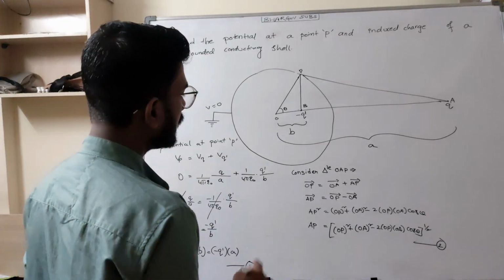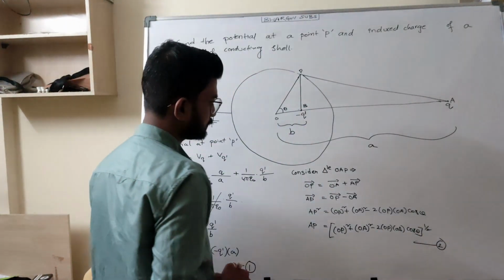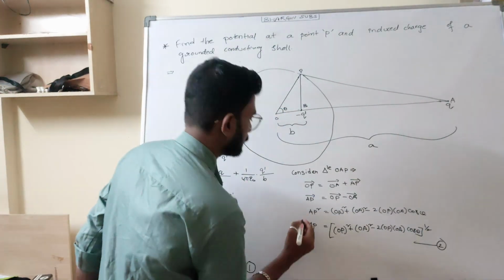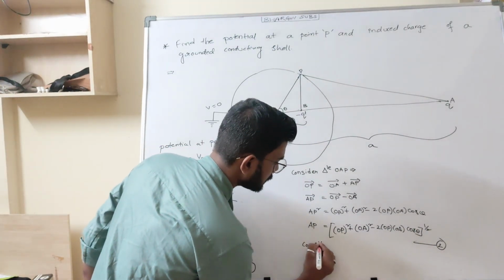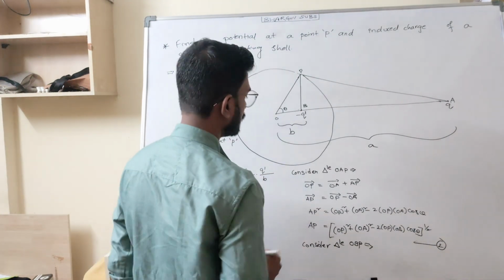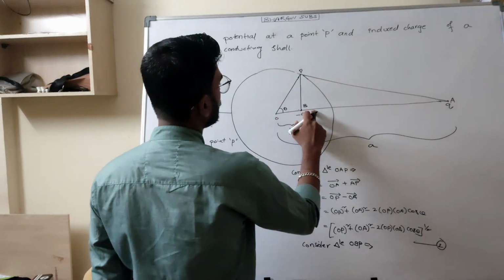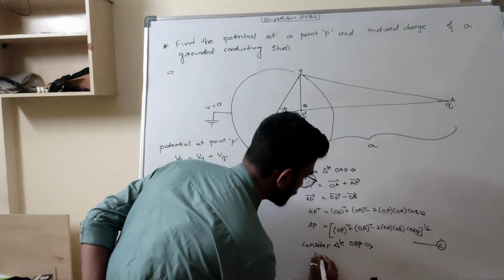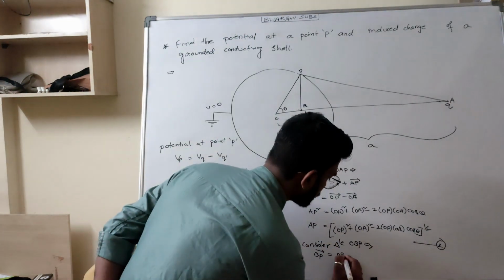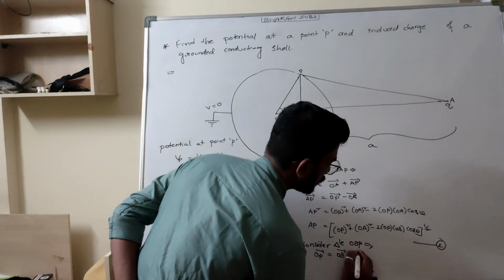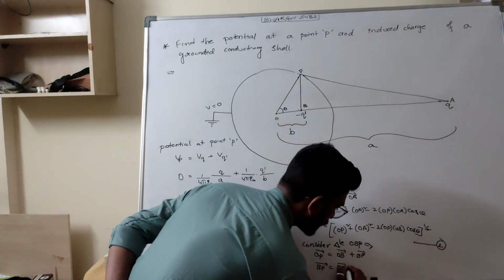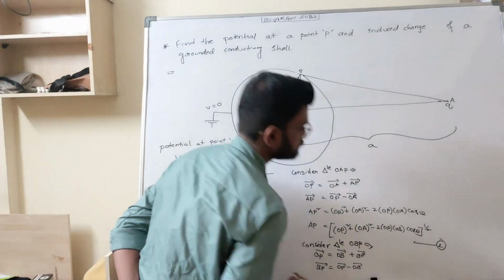Now I want to find BP also. For BP, I have to consider triangle OBP. Now OP bar is equal to OB bar plus BP bar, the same vector law of addition applied in this triangle. I want to find BP bar, so BP bar is equal to OP bar minus OB bar.